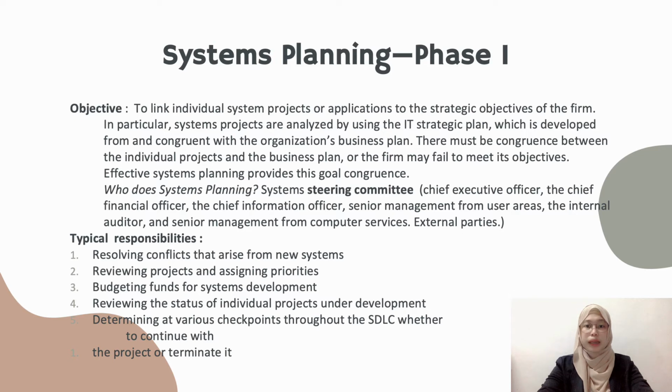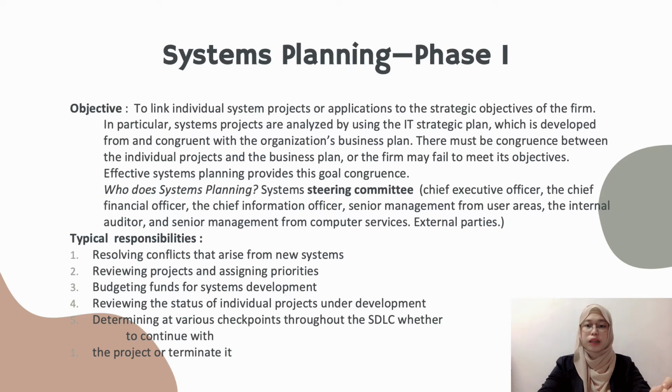Who does the system planning? Most firms that take system planning seriously establish a system steering committee to provide guidance and review the status of system projects. The composition of the steering committee may include the Chief Executive Officer, the Chief Financial Officer, the Chief Information Officer, senior management from user areas, the internal auditor, and senior management from computer services. External parties such as management consultants and the firm's external auditor may also supplement the committee.